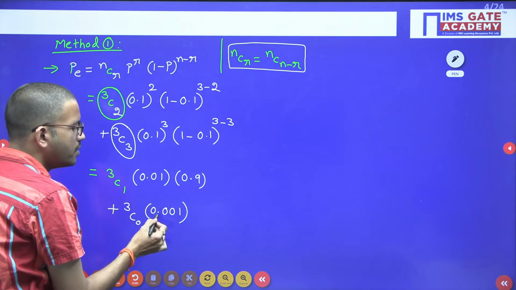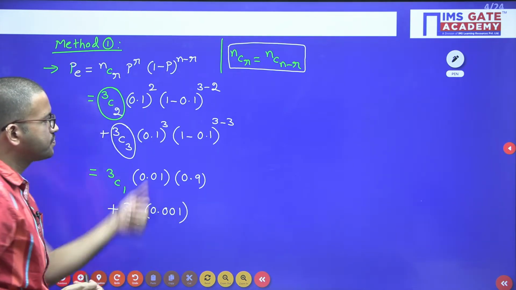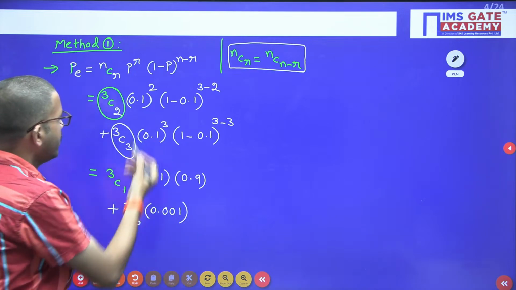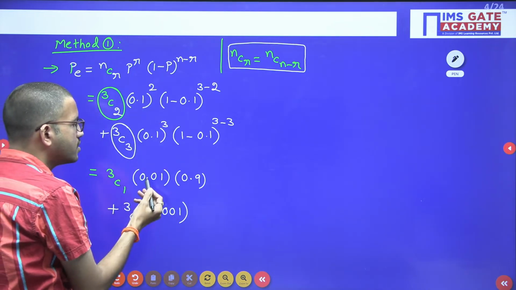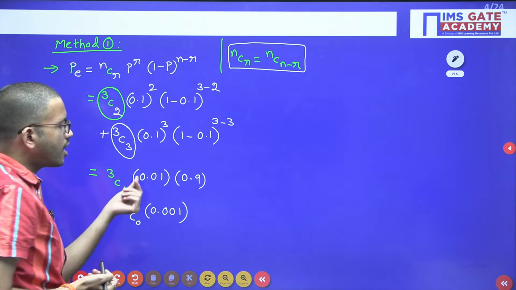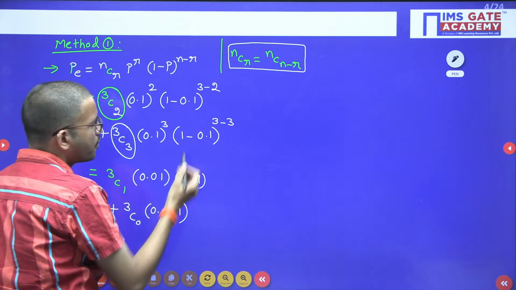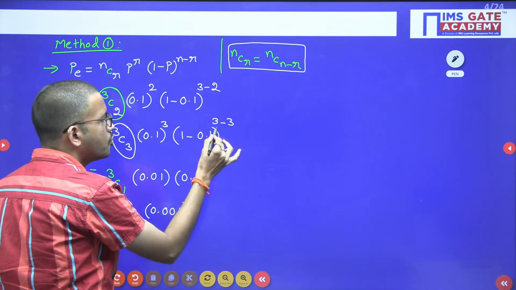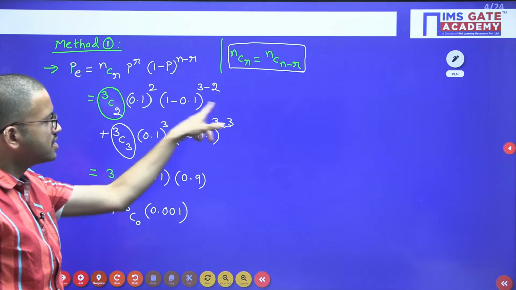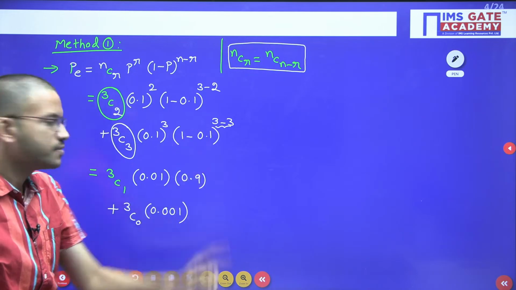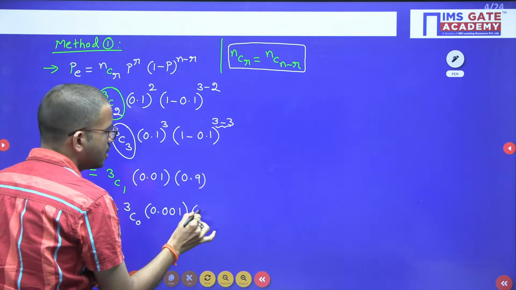After the decimal point you are having 3 digits, since the power is 3. Earlier it was 0.1 whole square, so after the decimal point you had 2 digits. 1 minus 0.1 is nothing but 0.9 whole power 0, so this entire expression you are going to get 1.